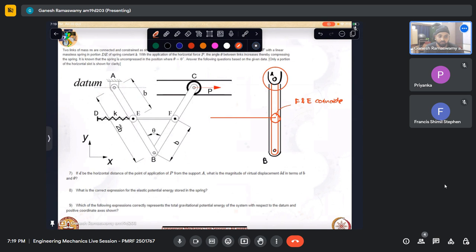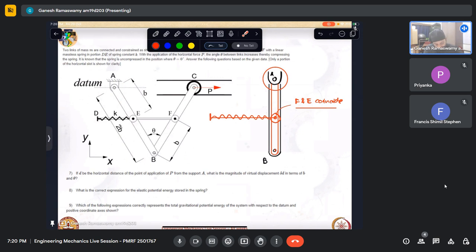And this spring, what are its ends? One end is connected to E, one end is connected to D. This happens to be D, and E is over here. As we have just seen, E and F coincide. So the spring is like this. The spring cannot go beyond this point, whereas the rod can go through the collar. So when we pull this apart, the spring is getting compressed. I hope this configuration is clear.